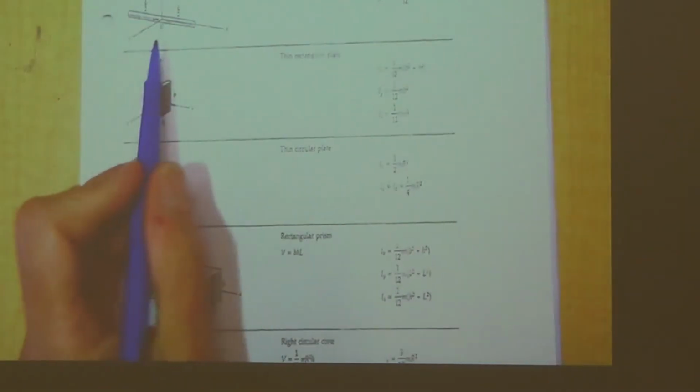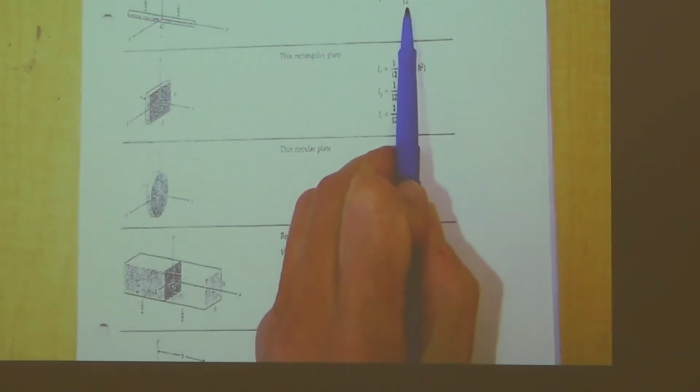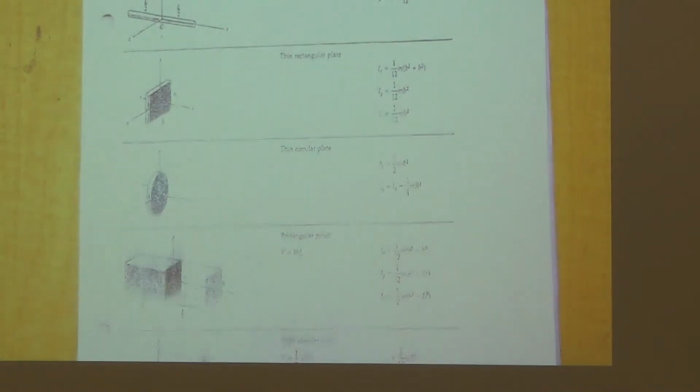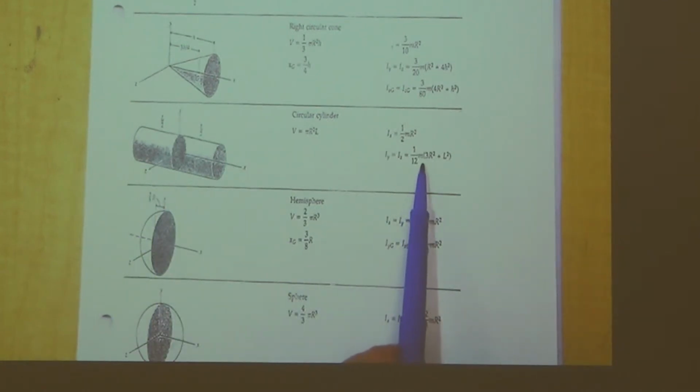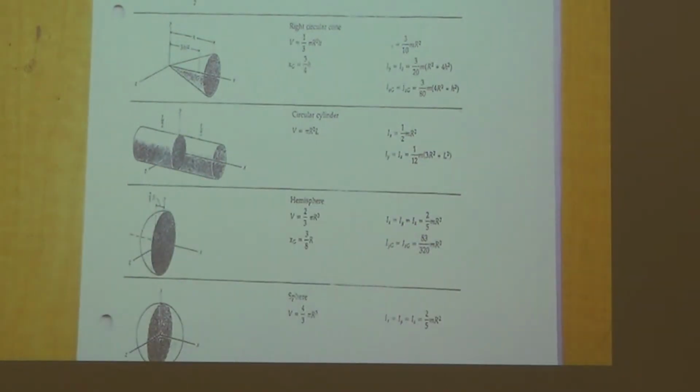Okay, let's go back to the slender rod. The moment of inertia about the z-axis is 1/12 ml squared. And how about for the circular cylinder? The moment about z is 1/12 mass times (3r squared plus l squared), so the radius has to come into play. We can derive every one of these equations.